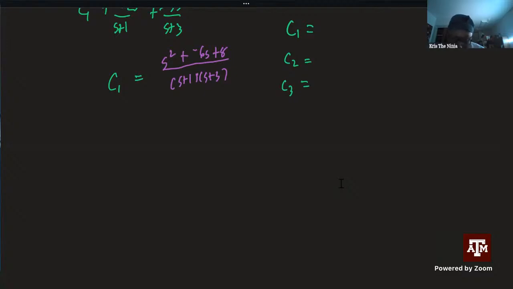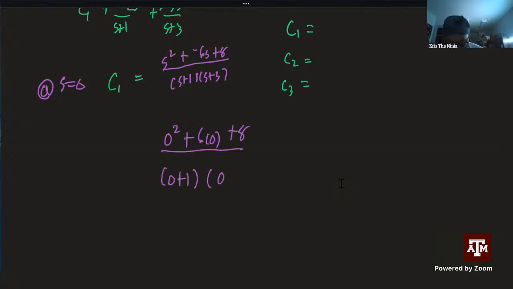So now we just plug in 0. We plug in 0 everywhere for where S is. We have 0 squared plus 6 times 0 plus 8 over 0 plus 1 times 0 plus 3. And that equals C1. So C1 ends up being, this goes to 0, this goes to 0. You have, this goes to 1, this goes to 3. 1 times 3 is 3. You have now C1 equals 8 over 3.